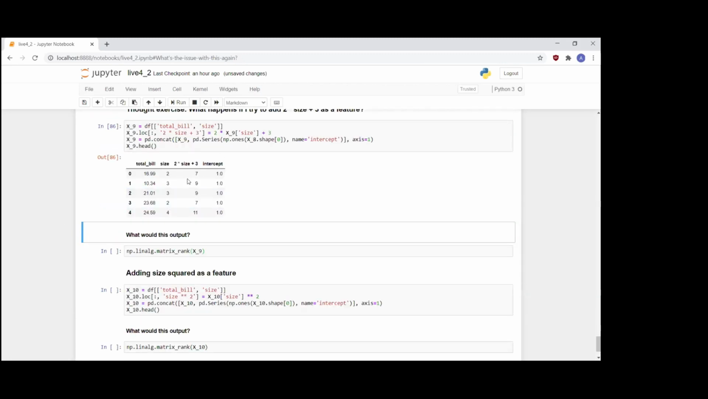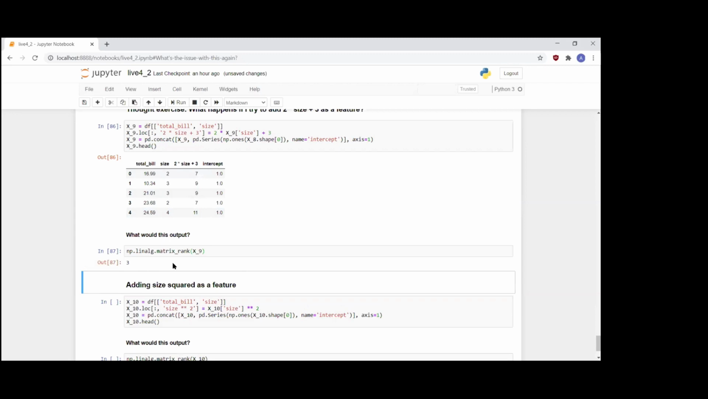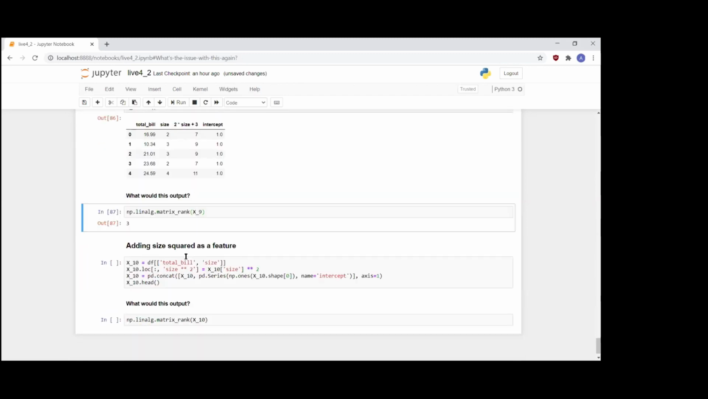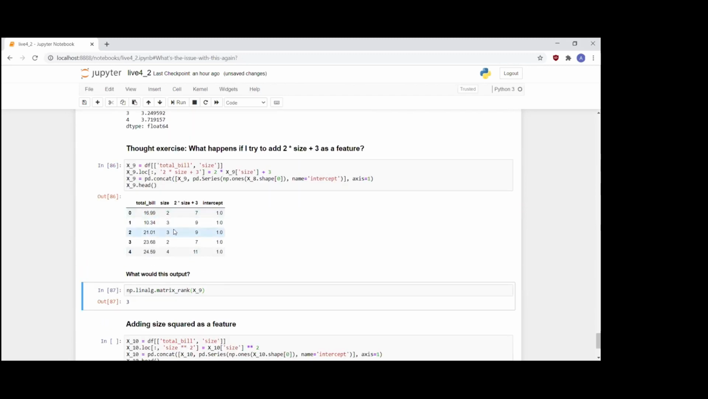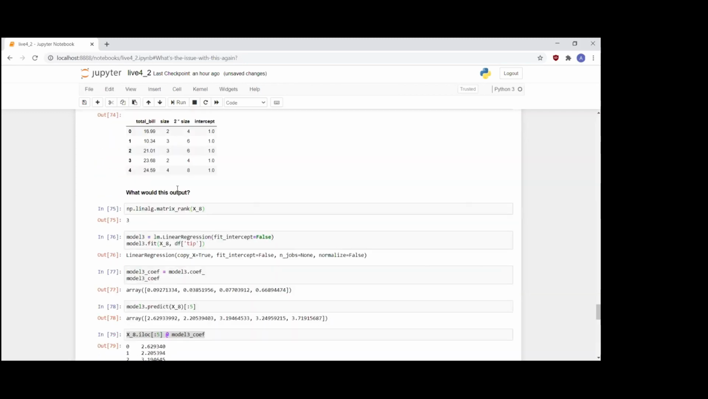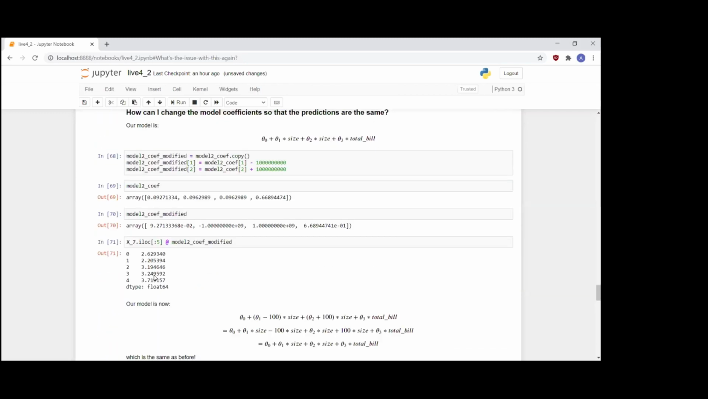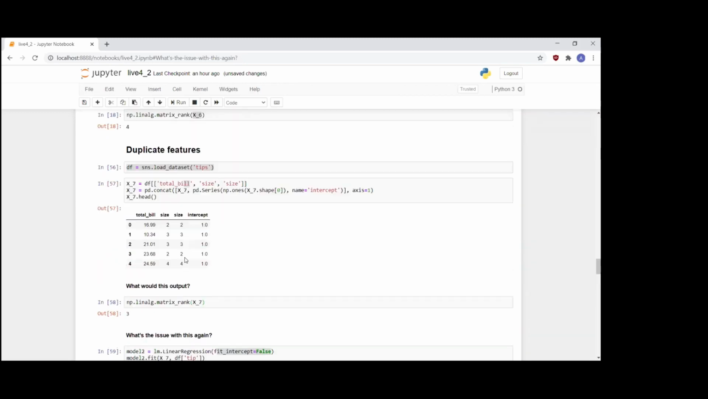Another thing I can do is add 2 times size plus 3. Because I have an intercept term, the matrix rank here is still the same because I can add 2 times this column and add 3 times the intercept column to get this column. So there's still one redundant feature here. So you'll run into the same issues as before, where here my rank was 3 and here my rank was also 3.